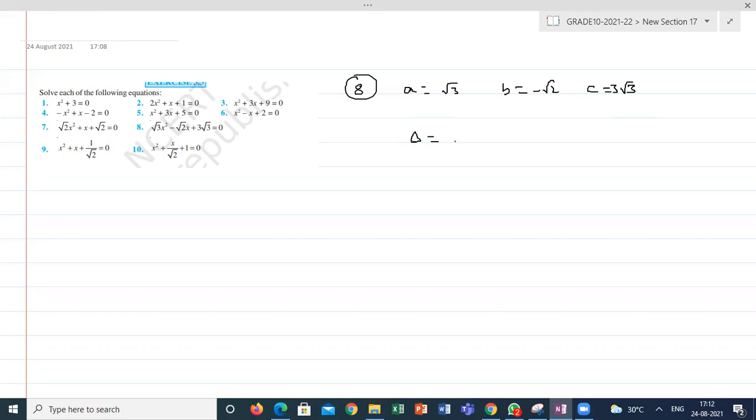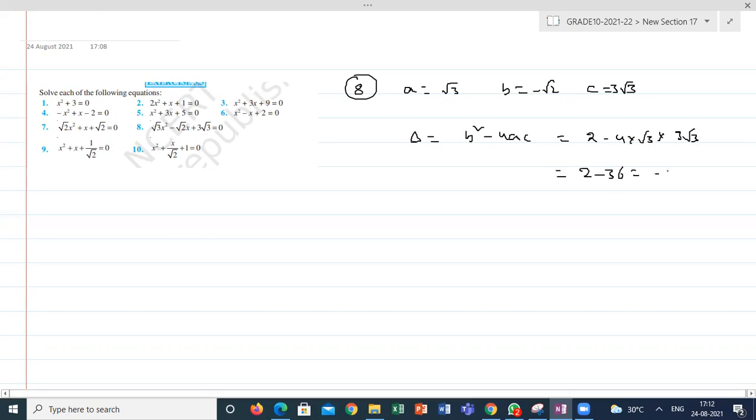What is delta? Delta is minus 34. So minus root 2 whole square is 2, minus 4 root 3 times 3 root 3, which is 2 minus 36, minus 34. So root delta is equal to i root 34. Correct? Yes, sir.